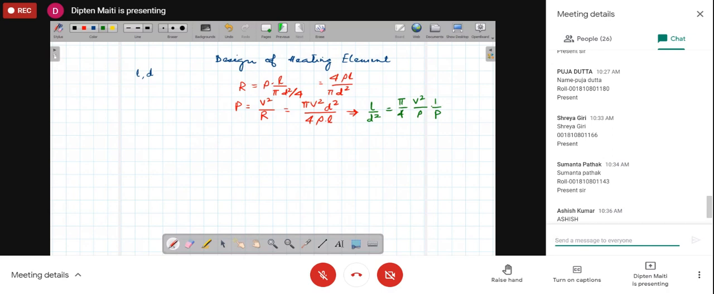This remains on the right hand side. So if we have the information about the voltage and the power to be generated, and of course the type of the material, from that we know the value of the resistivity. So we know the ratio of L by d square. However, we cannot take out L and d from here.